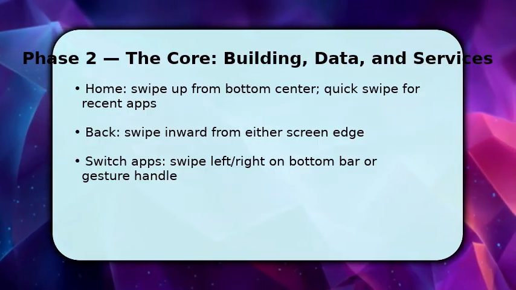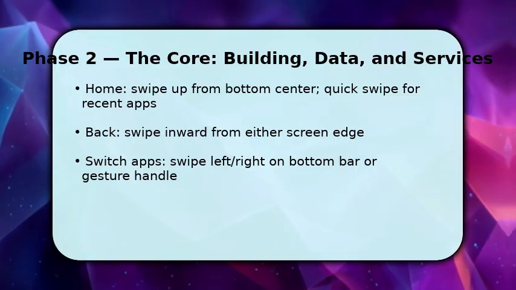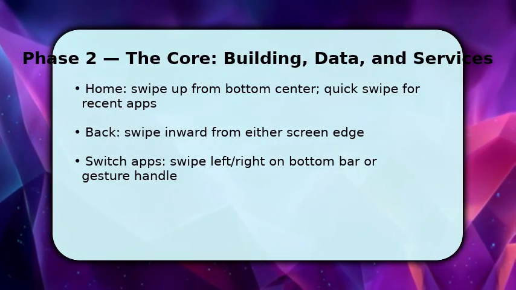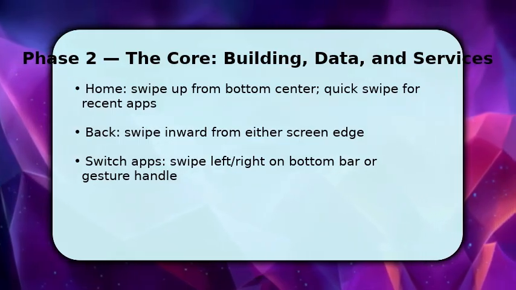Swipe up from the bottom center to go home. A quick short swipe opens recent apps. Swipe inward from the left or right edge to go back. This replaces the back button and is faster once mastered.